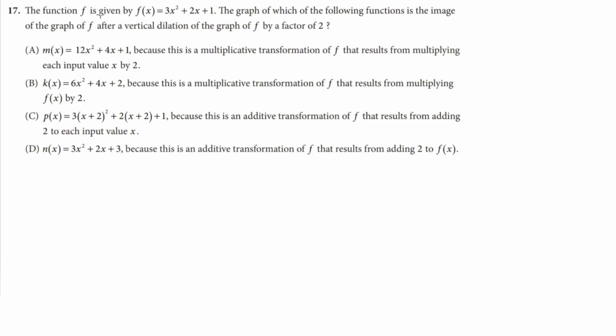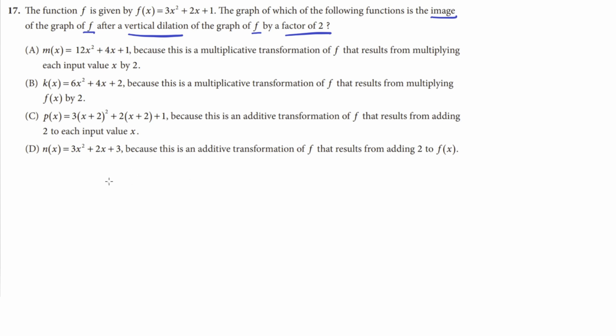The function f is given by f of x equals 3x squared plus 2x plus 1. The graph of which of the following functions is the image of the graph of f after a vertical dilation of the graph of x by a factor of 2? So what we need to do is vertically dilate this graph, f of x, by a factor of 2.